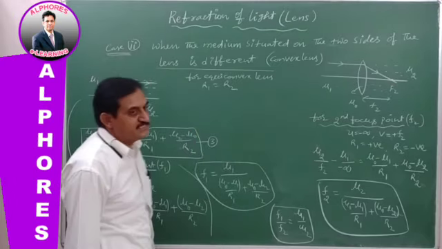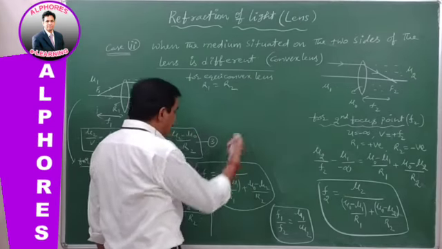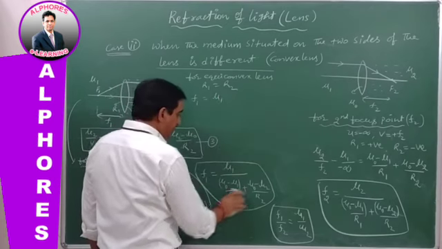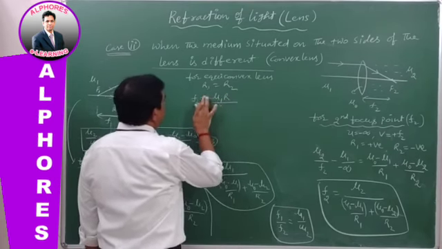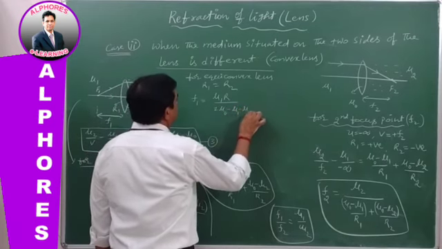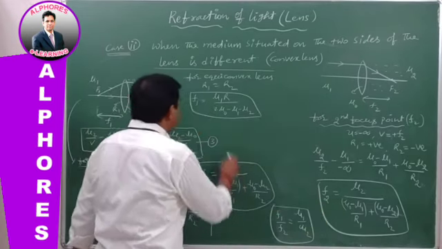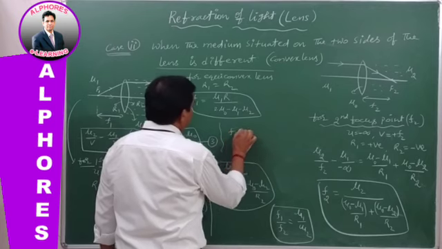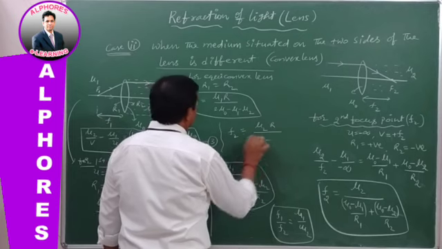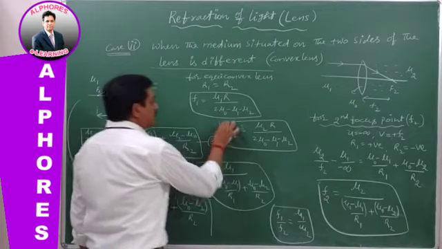For an equiconvex lens, R1 equals R2. By substituting the same R1 and R2 and simplifying, you will get F1 is equal to mu1 R by 2 mu naught minus mu 1 minus mu 2. This is the first focus point. Similarly, for the second focus point, F2 equals mu 2 R by 2 mu naught minus mu 1 minus mu 2. These are the two focus points.